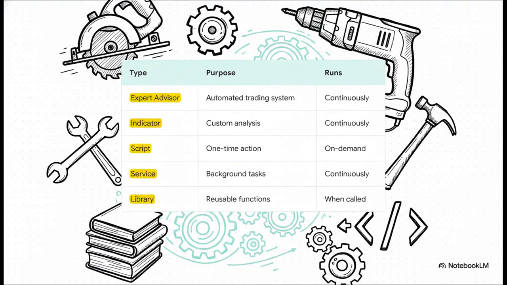So let's take a look at the tools in this workshop. You've got your heavy hitters, expert advisors and indicators, which are designed to run all the time. Then you have scripts, which are like your hand tools for quick, one-off jobs. Services are for background tasks that don't even need a chart, and libraries are just collections of code you can reuse everywhere. Each one has a very clear role.